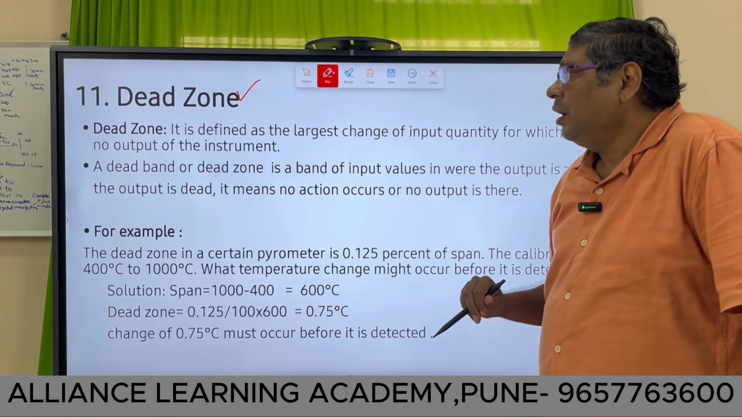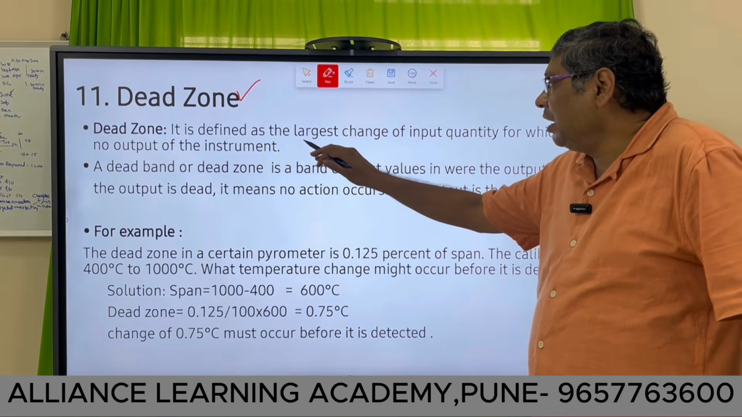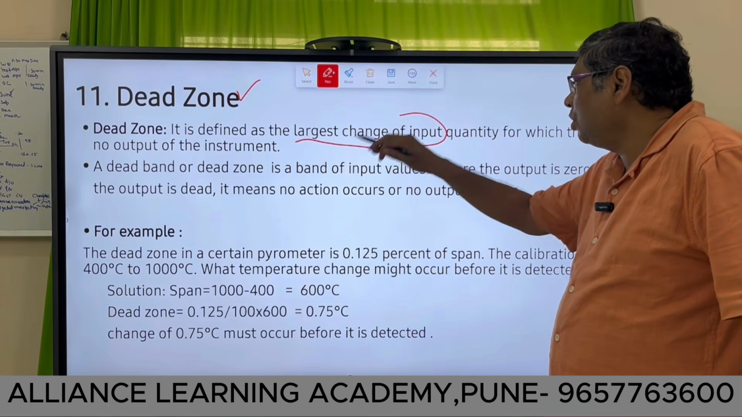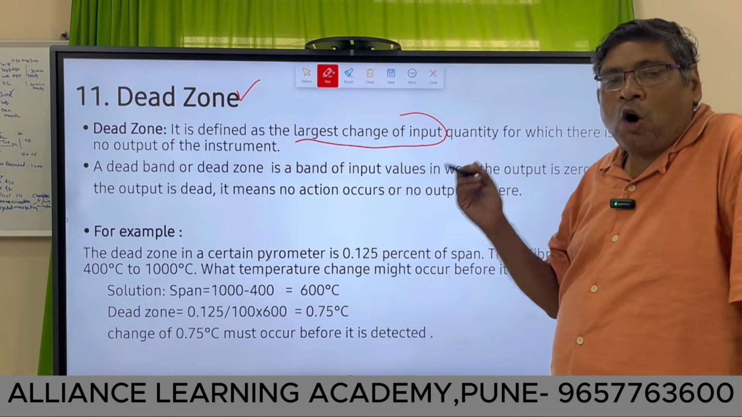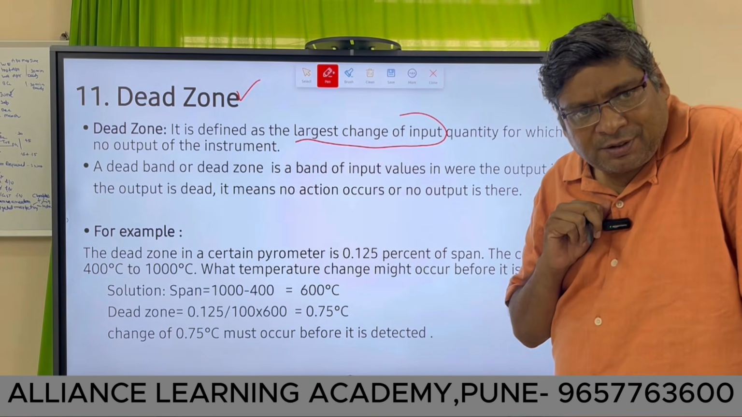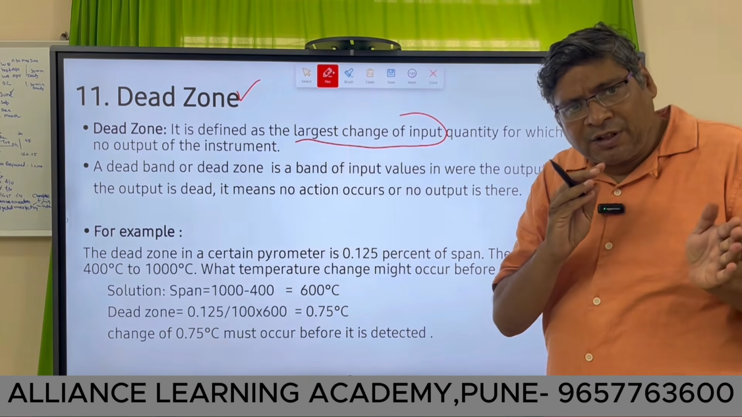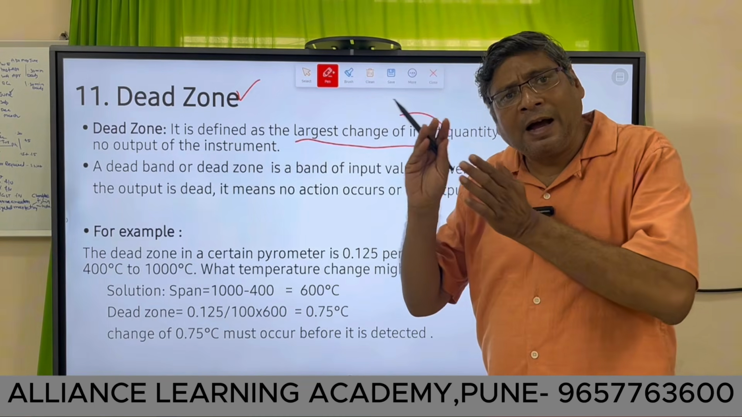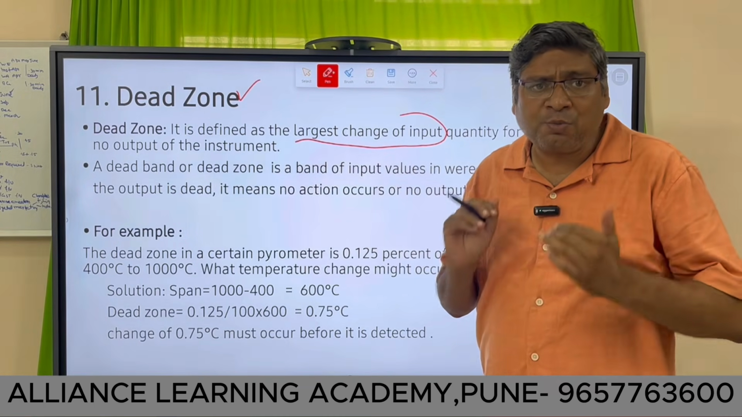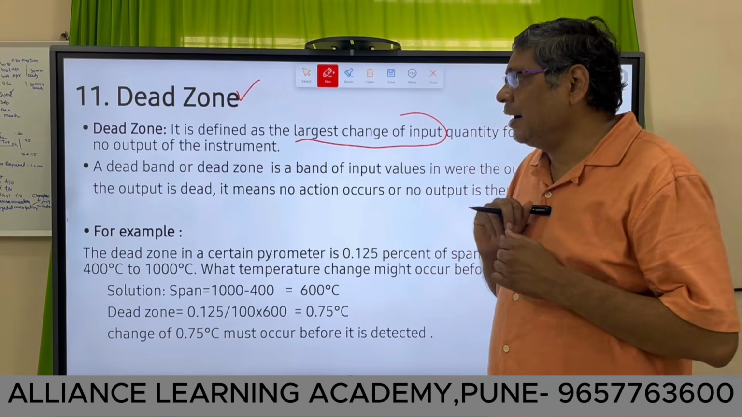It is defined as the largest change of input quantity for which there is no output of the instrument. It means I am giving the input but I am not seeing any output from my instrument. This is the dead zone.